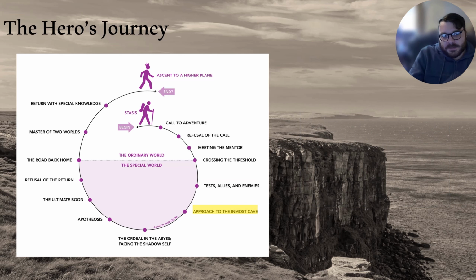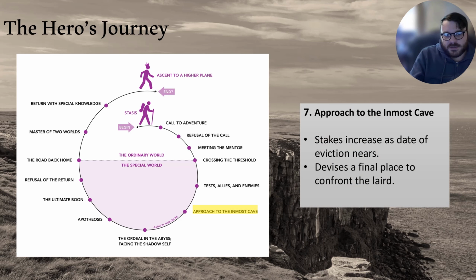Then we move on to step 7, which is approaching the innermost cave. So we're starting to get to that midpoint of the story. And this is where the stakes increase as the date of the eviction gets nearer. Lachlan, with his closest allies, begin to devise a final plan to confront McTavish. It could be a massive protest. It could be a last plea for negotiations, or it could be a more daring move. Are they going to have a more violent altercation? This is where we're getting to that point.